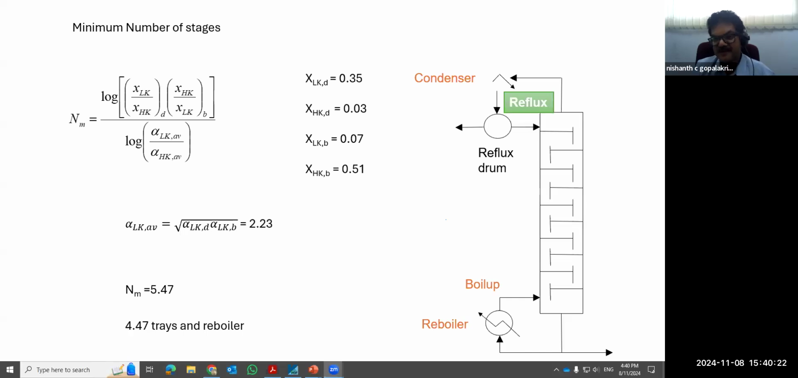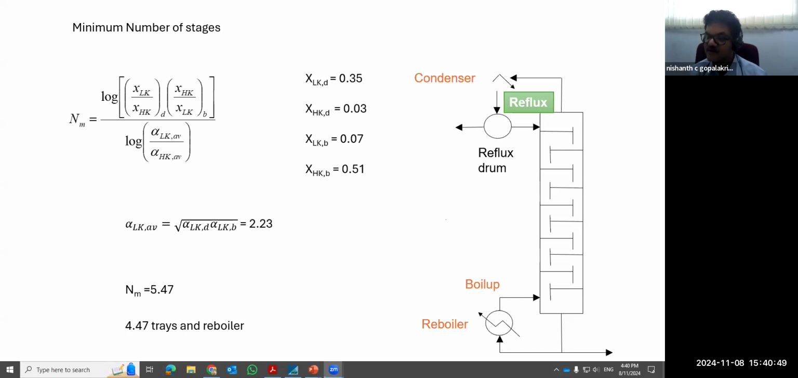Before I stop, is there any question, any part that's not clear? All right, so there is one question. What are the limitations of using total reflux in distillation, and what are the challenges of designing a distillation column using total reflux?